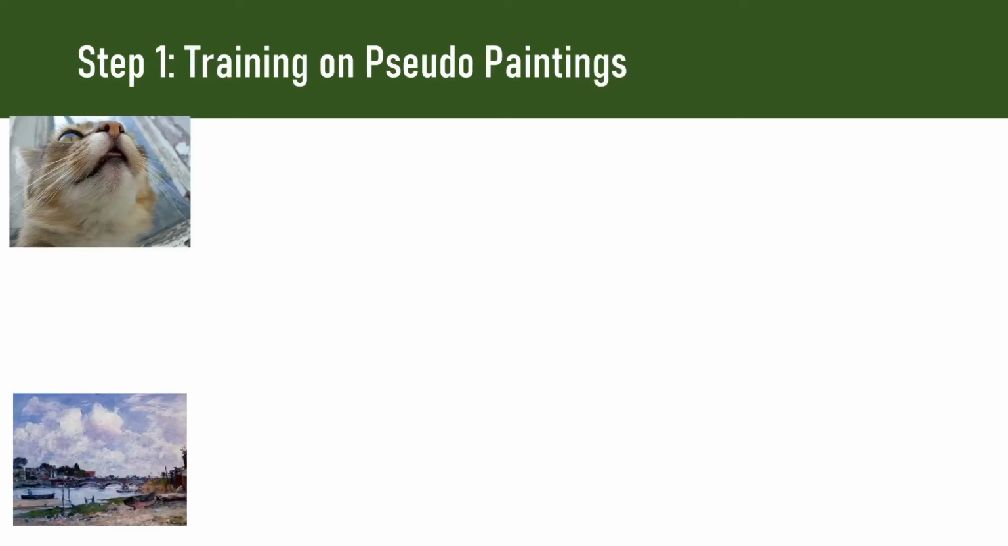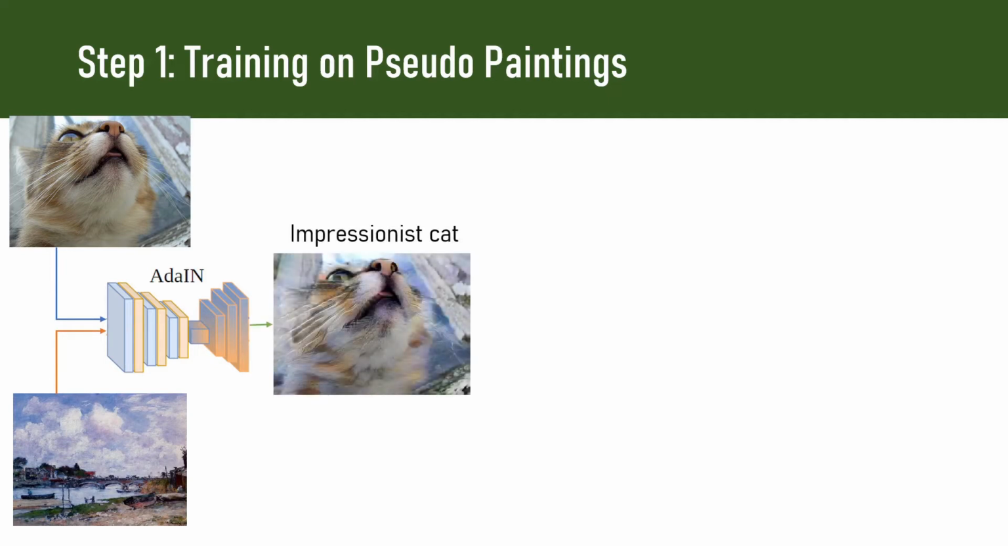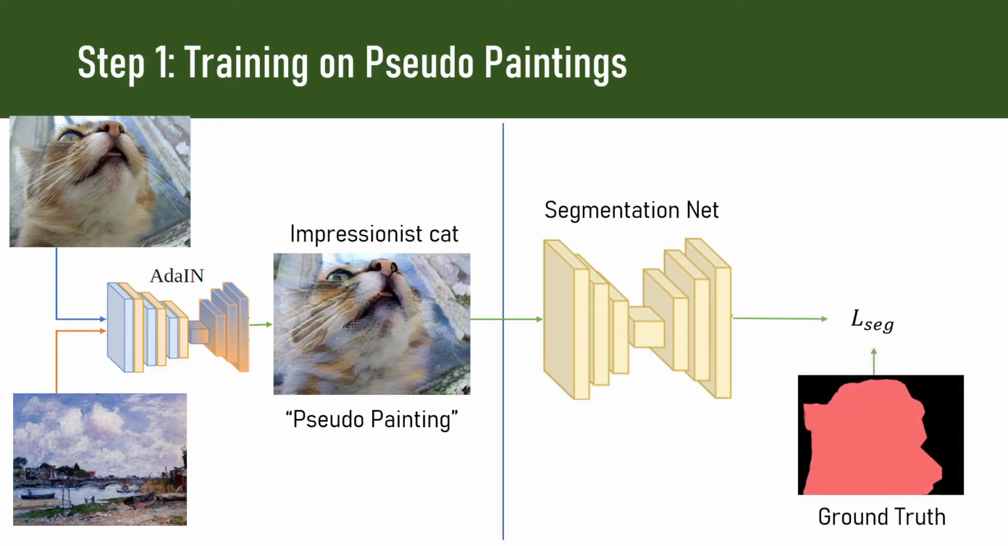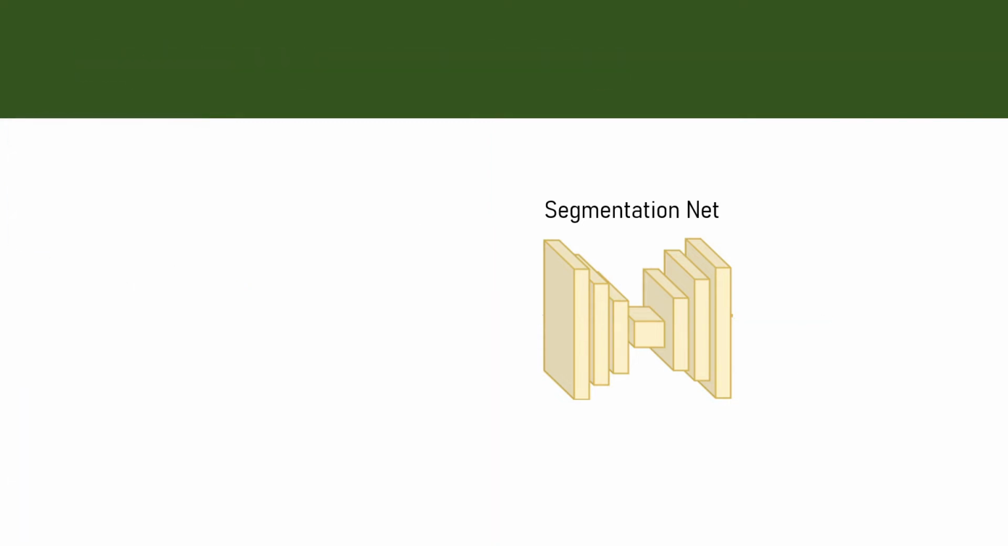In the first step, we go over the source and target domain and pick random couples. Let's say we got a cat and an impressionistic painting. Then we run the images through a pre-trained AdaIN-based style transfer network to get this impressionistic cat, which again we call pseudo-painting. Then, as this cat is based on a source labeled dataset, we can use it to do supervised training on a segmentation network using the original ground truth label. After we do that with the entire training set, we can go over to the next step.